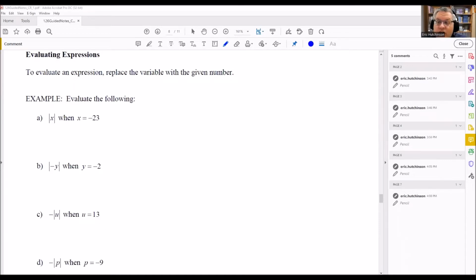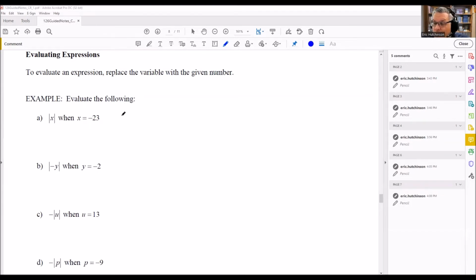You want to evaluate an expression like we see here. To evaluate an expression, replace the variable with the given number. A variable, of course, is a letter that you see there. As you see, it could be any letter here, X, Y, U, P, it could be any of those. So all we need to do is replace the X with negative 23.